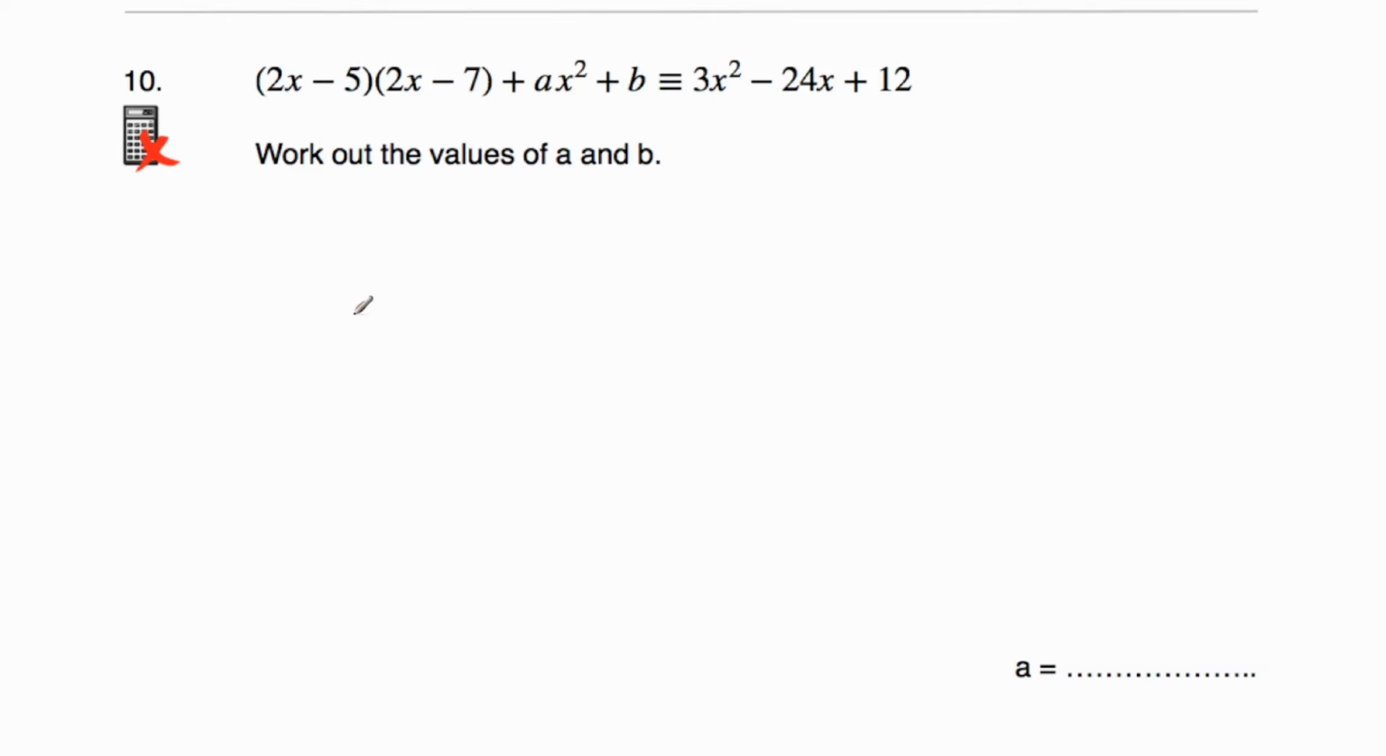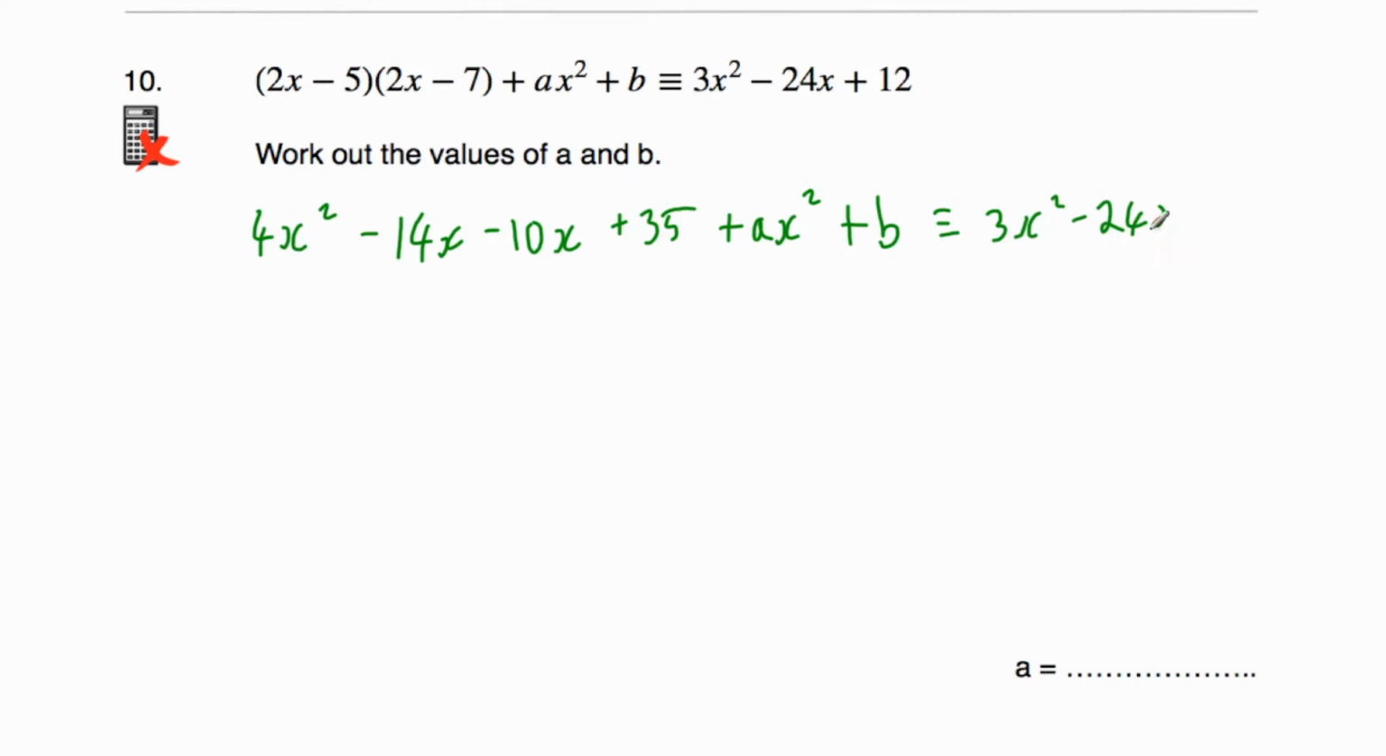So let's expand our brackets. 2x times 2x would be 4x squared. And then we've got 2x times negative 7. Well, that's going to be minus 14x, because 2 times 7 is 14, and a positive times a negative is a negative. Then we've got minus 5 times 2x, that's going to be minus 10x. And finally, we've got minus 5 times minus 7. Well, negative times a negative is a positive, and 5 times 7 is 35, so it's going to be plus 35. And then we've got plus ax squared plus b. So that's the left hand side of the identity, and that's equivalent to 3x squared minus 24x plus 12.